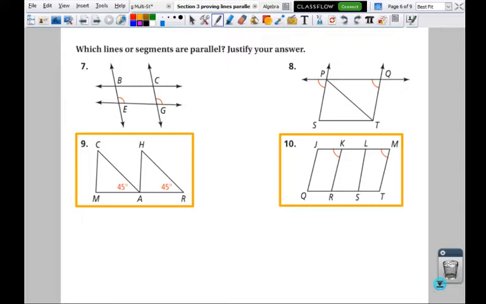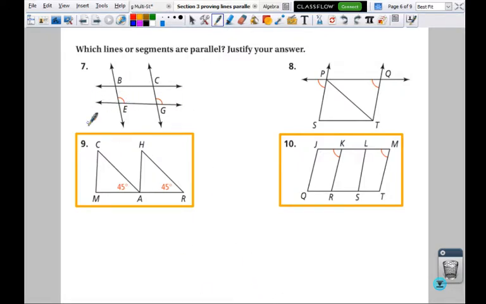Alright, so let's do a couple of these together now. I'm going to say what lines or segments are parallel, and I'm going to justify my answer. When I justify it, I need to say something like because they're alternate interior, or because they are corresponding, or something like that. So let's look at question 7 right here.